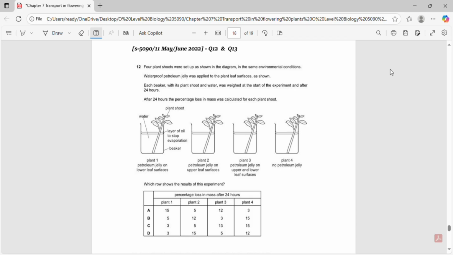We are given 4 shoots. Plant 1 has petroleum jelly on the lower leaf surfaces. Plant 2 has petroleum jelly on the upper leaf surfaces. Plant 3 has petroleum jelly on both upper and lower surfaces. And plant 4 has no petroleum jelly. The table shows different possible sets of results, and we are asked, which row shows the results of this experiment.